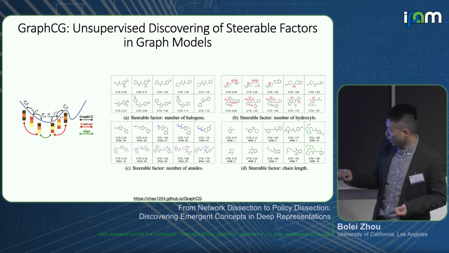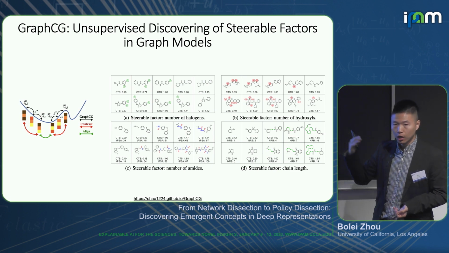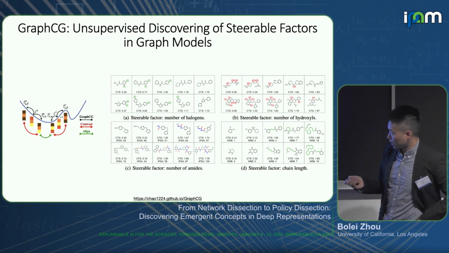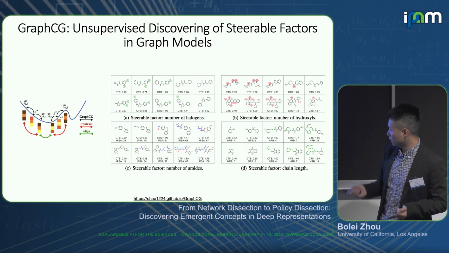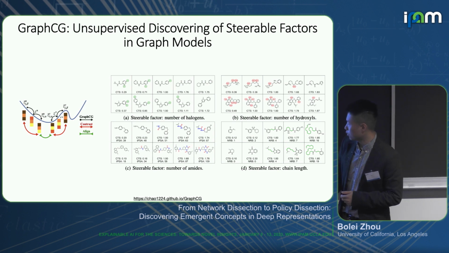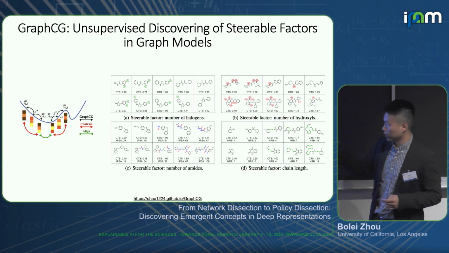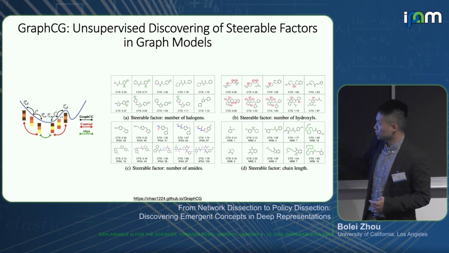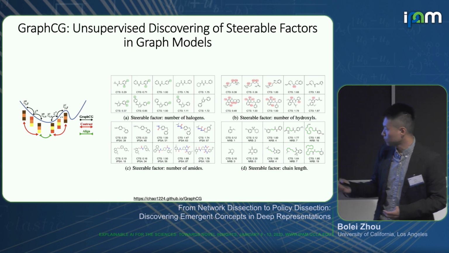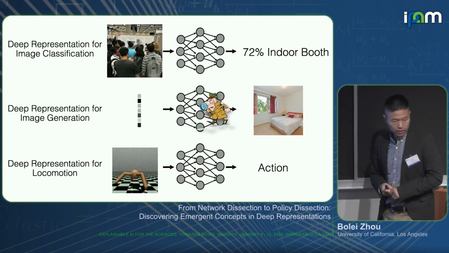So here I show you four meaningful factors discovered inside this molecular generative model. They control different attributes, like the number of halogens and chain lengths. So then we can manipulate these molecules by pushing the latent codes across those different boundaries, and we can generate different molecules with different attributes. So that gives us more controllability for the generation process. Okay, so that is the second part.